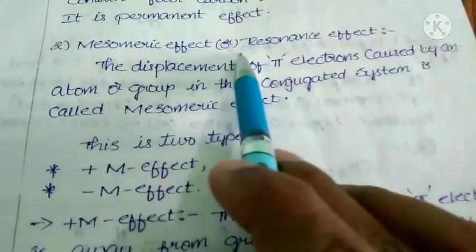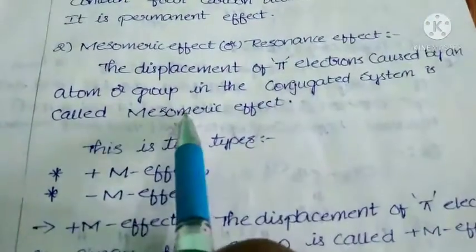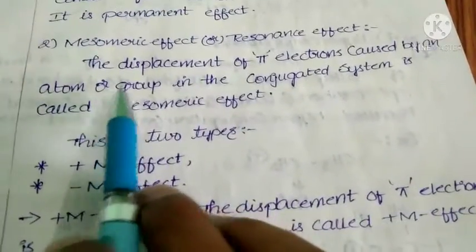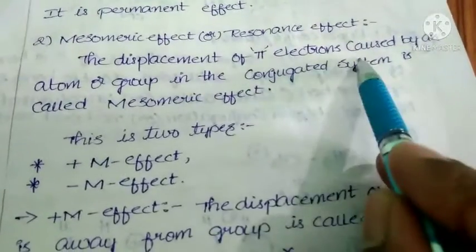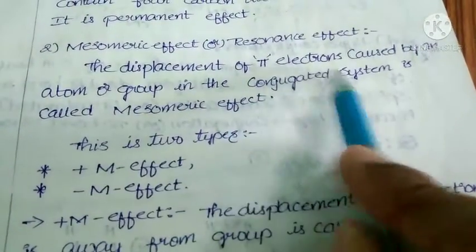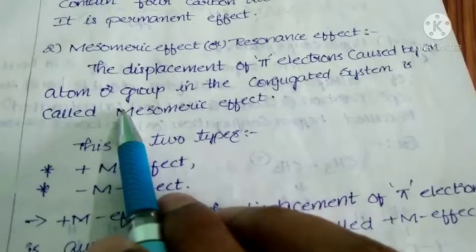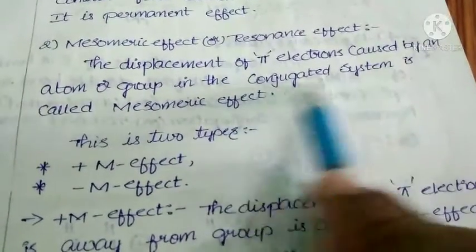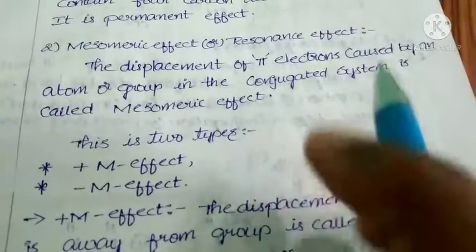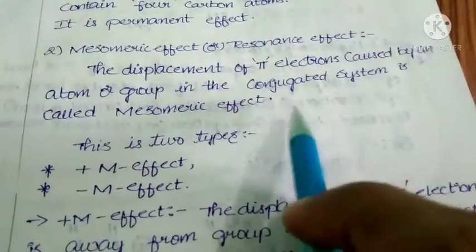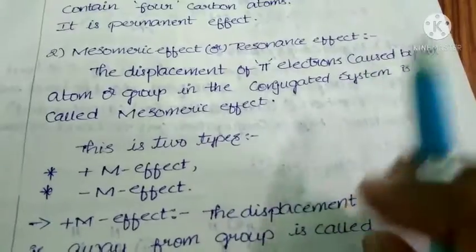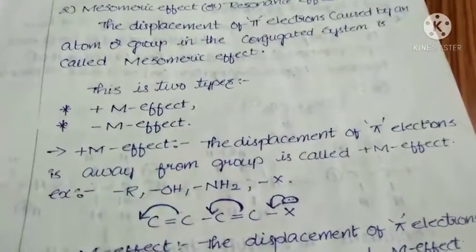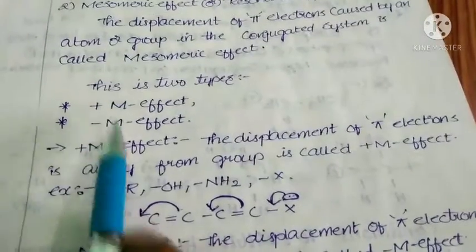Next, mesomeric effect or resonance effect. Mesomeric effect, one more name is resonance effect. Here the definition is the displacement of pi electrons caused by an atom or group in a conjugated system. Conjugated system means double bonds present in alternate positions: double bond, single bond, double bond. That is called a conjugated system. That is called mesomeric effect. Here also there are two types, like the inductive effect. They are plus M and minus M effect.